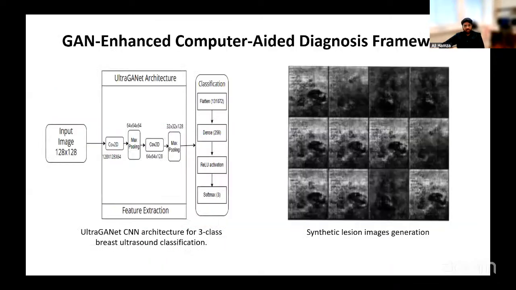You can see these are the generated images, but they are not of good quality because GAN is inherently unstable. That's why these images are not very realistic.